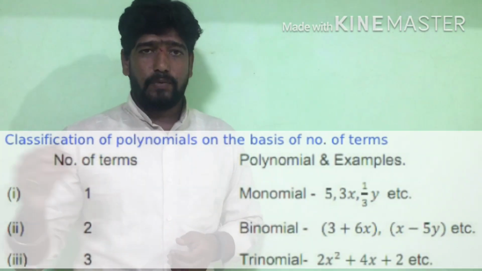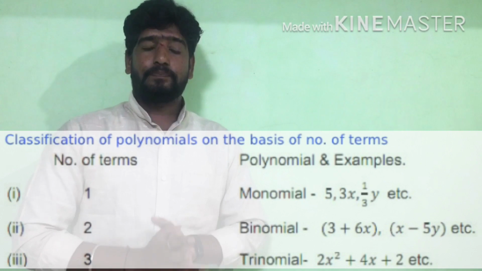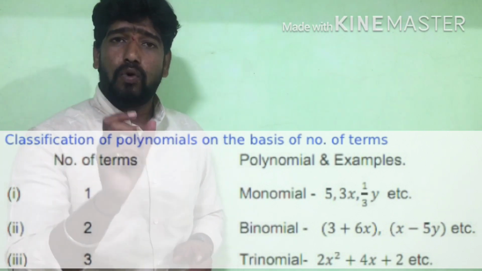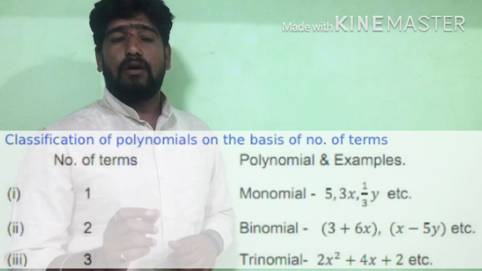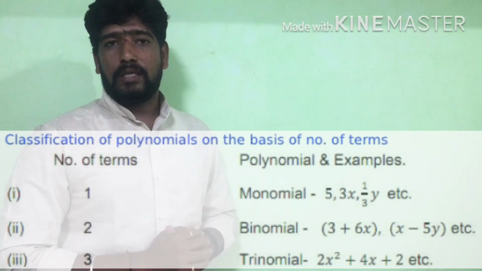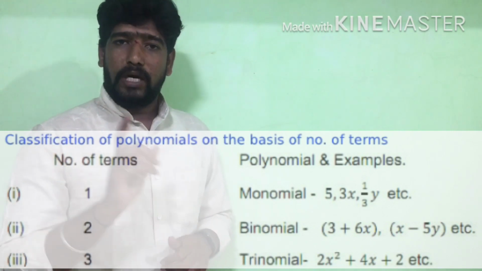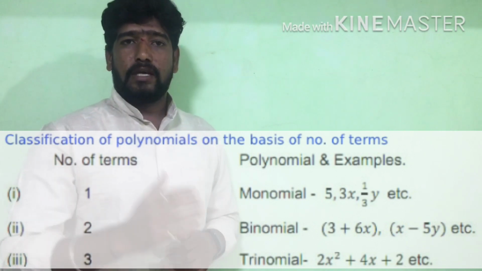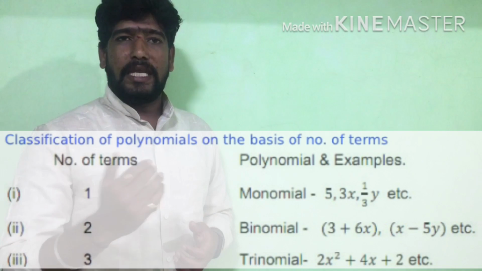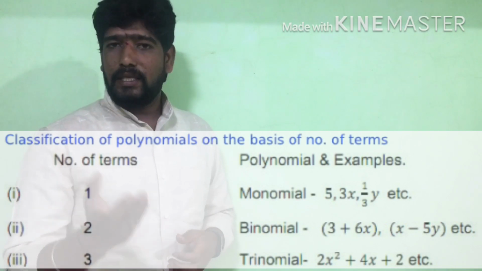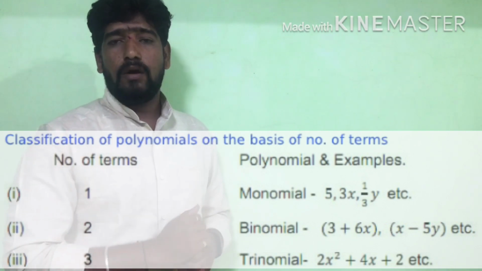On the basis of terms, we classify as follows. A polynomial having only one term is called a monomial. One term means monomial. For example, 5, which is a constant, or a variable like 3x or y. These have one term, so each is called a monomial.